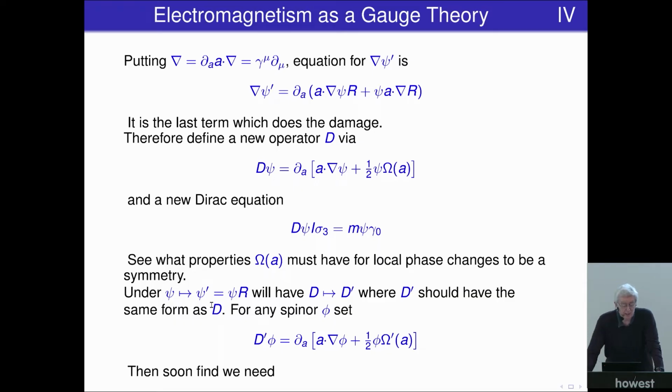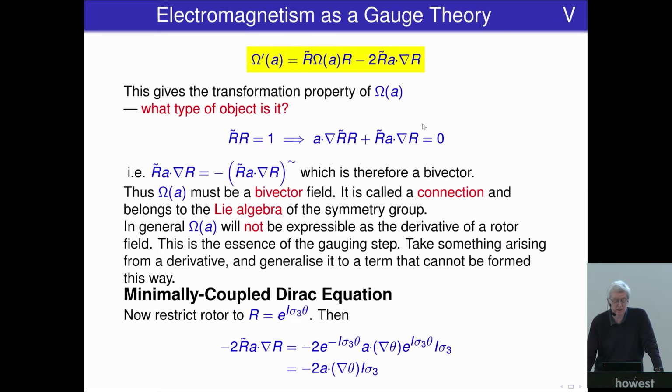So let's actually carry out psi dashed equals psi R. So you'll have d goes to d dashed. D dashed should have the same form as d. And so for d dashed, we're going to write it like this, where the omega is transformed to an omega dashed in such a way as to make everything work. And what you'll find pretty quickly if you go through this is that you need omega dashed to be R reverse omega of A R, minus 2 R reverse A dot grad of R.